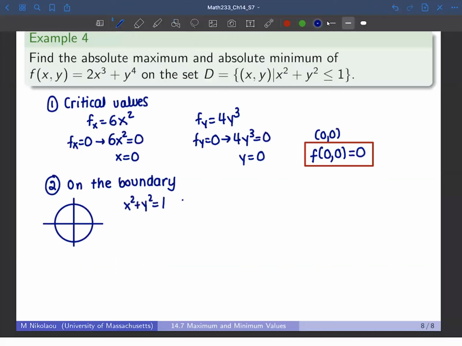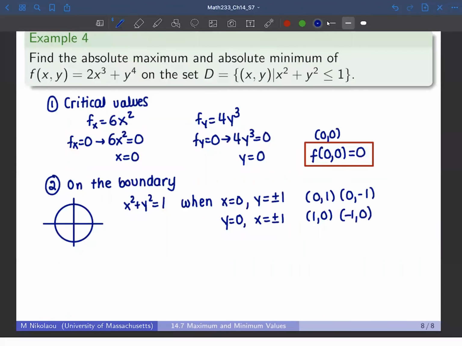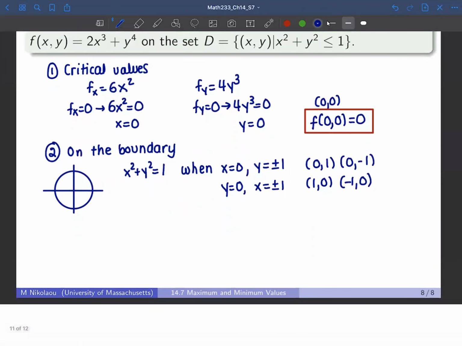We know that when x is equal to 0, y will be either plus or minus 1. And when y is equal to 0, then x would be either plus or minus 1. So that gives us 4 points: (0, 1), (0, -1), (1, 0), and (-1, 0). We need to check the values of the function at those points.